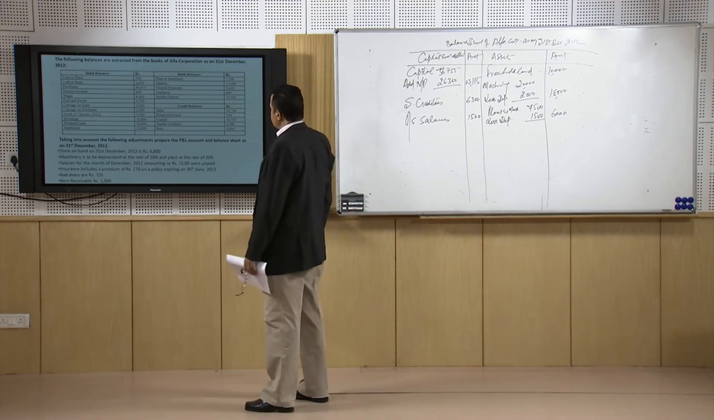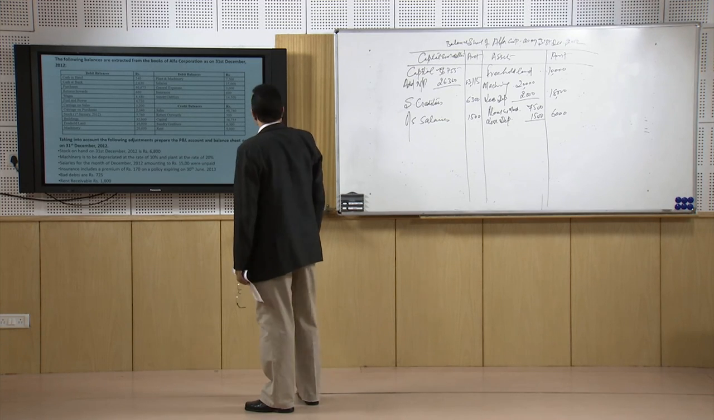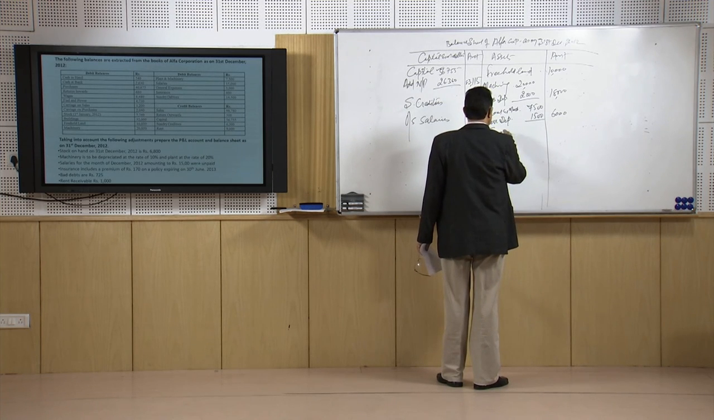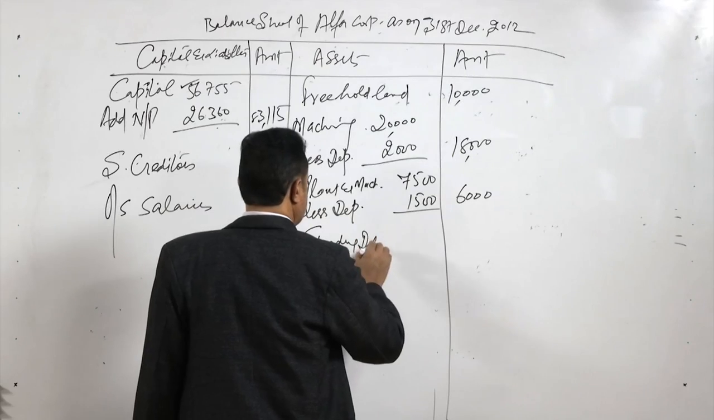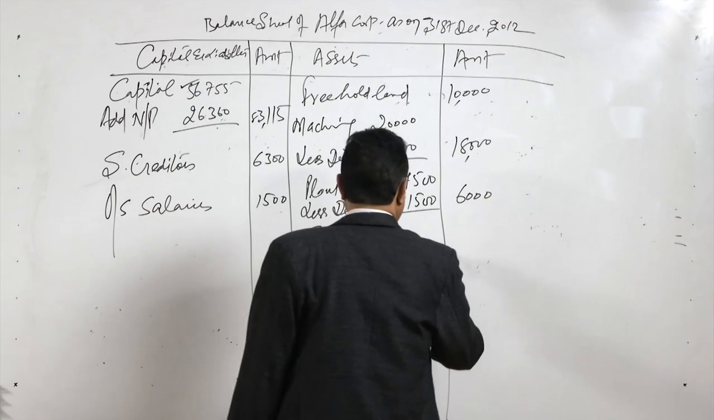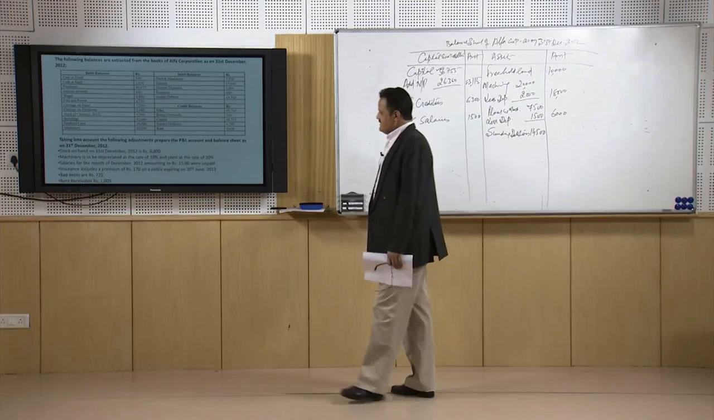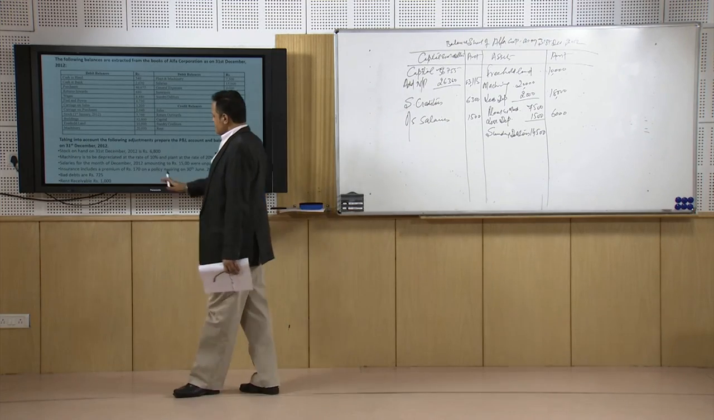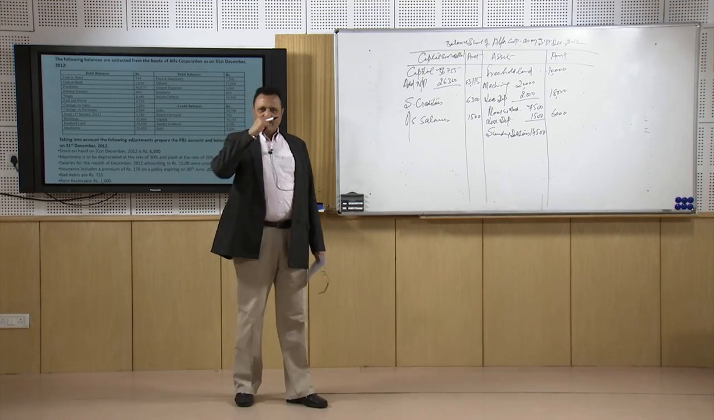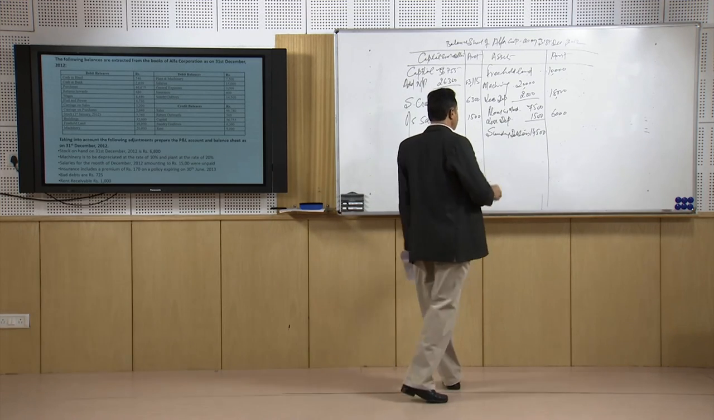Any other asset you have with this? Plant and machinery, salaries, general expenses, insurance, sundry debtors. Yes, sundry debtors we are taking here now. Sundry debtors are 14,500. But we have an adjustment here, that is the bad debts 725. It means these 725 are not adjusted already, so they are part of sundry debtors. So you have to write here less.